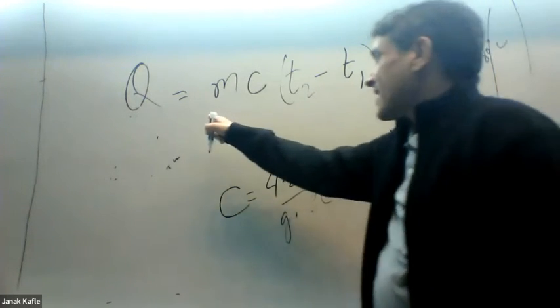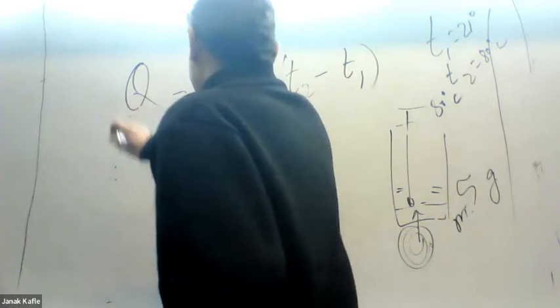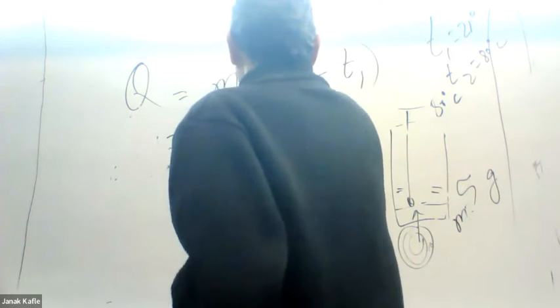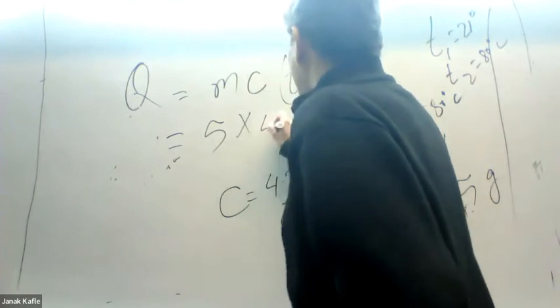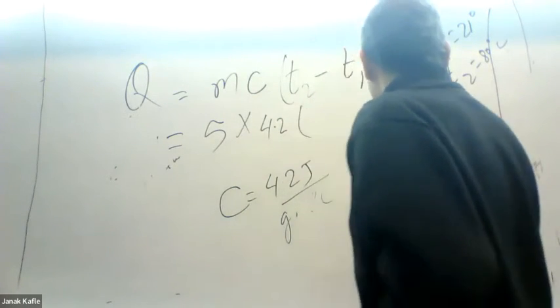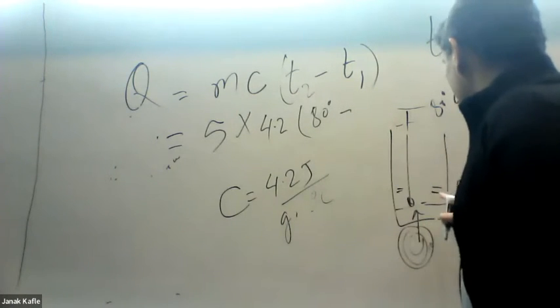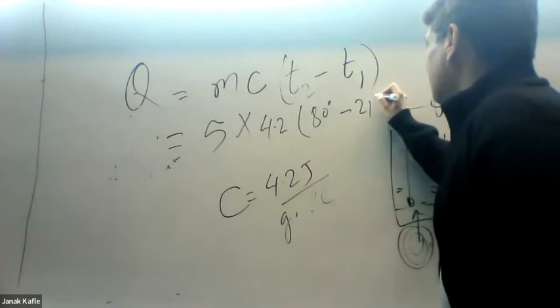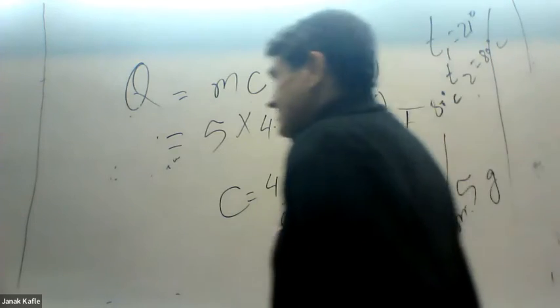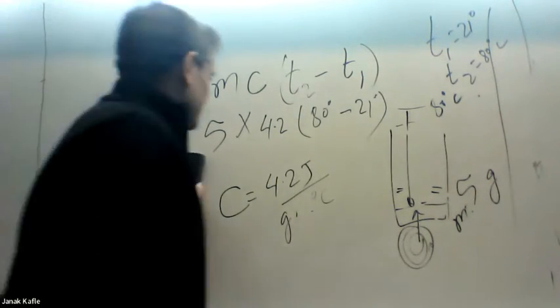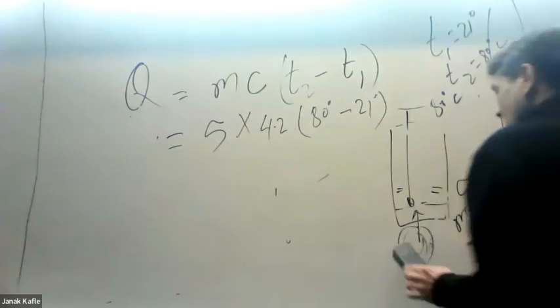So I'm going to write it here. So heat transfer is Q. So how much mass? The mass of the water I have is 5 gram, and the specific heat capacity of this water is 4.2. And then T2, I heat up to 80 degrees centigrade, and initially this temperature was 21 degrees centigrade here. So this much heat is transferred. You see that? So this much heat is transferred from heater to this water.